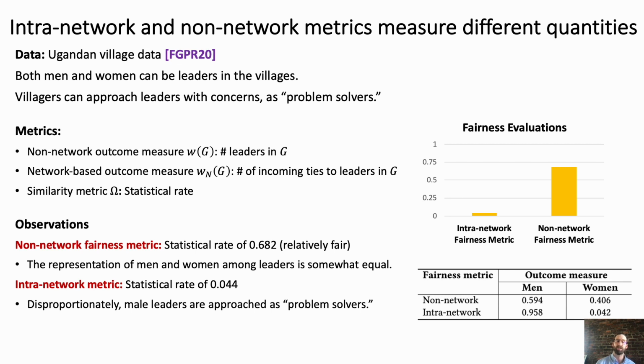For our analysis, we used the total in degree as the outcome measure for the intra-network metric. The non-network fairness metric shows the representation of leadership among men and women to be relatively fair. The intra-network metric, on the other hand, suggests that a non-trivial amount of influence is accounted for in the relationship structure of the network, giving male leaders, in this case, a great deal more influence.